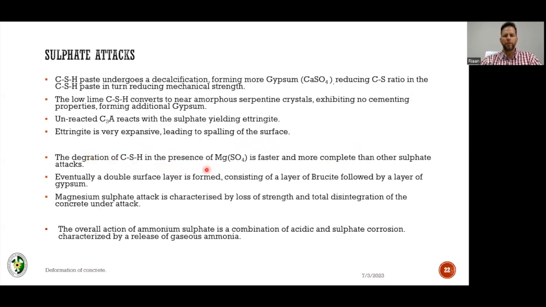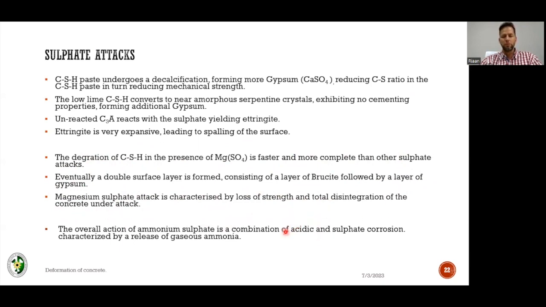Eventually, a double layer is formed consisting of brucite followed by a layer of gypsum. This is one way of establishing where you have magnesium sulfate attack. Magnesium sulfate attack is characterized by loss of strength and total disintegration of the concrete under attack. The interesting thing, the overall action of ammonium sulfate is a combination of acidic and sulfate corrosion.